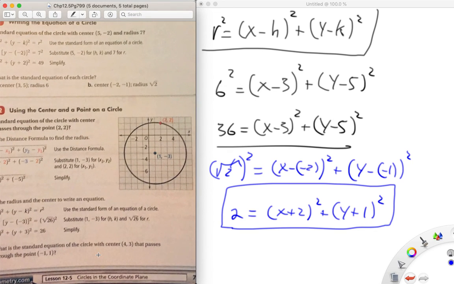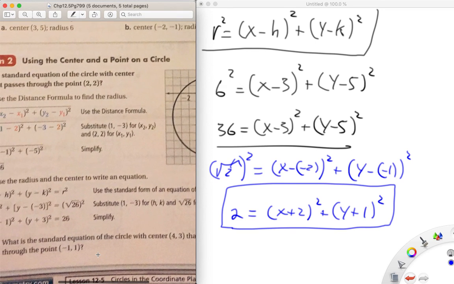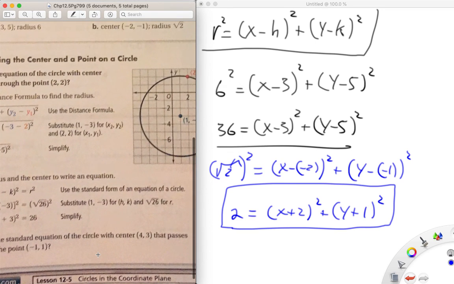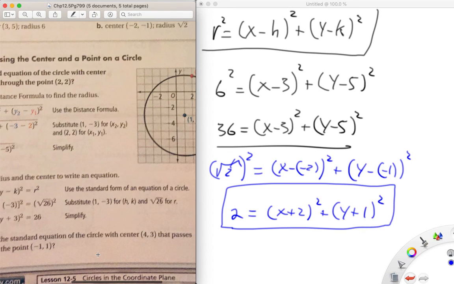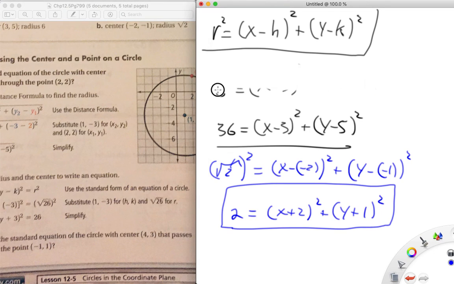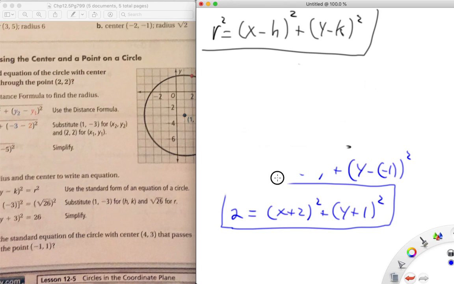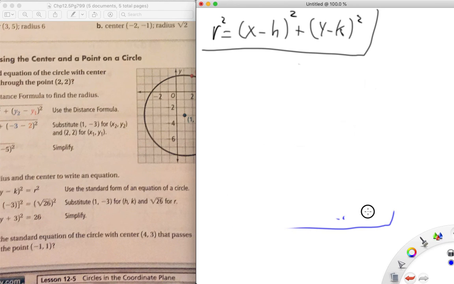All right. What's the standard equation of a circle that has a center of 4, 3 and passes through -1 and 1? So the center is 4 and 3, and it goes through -1 and 1.